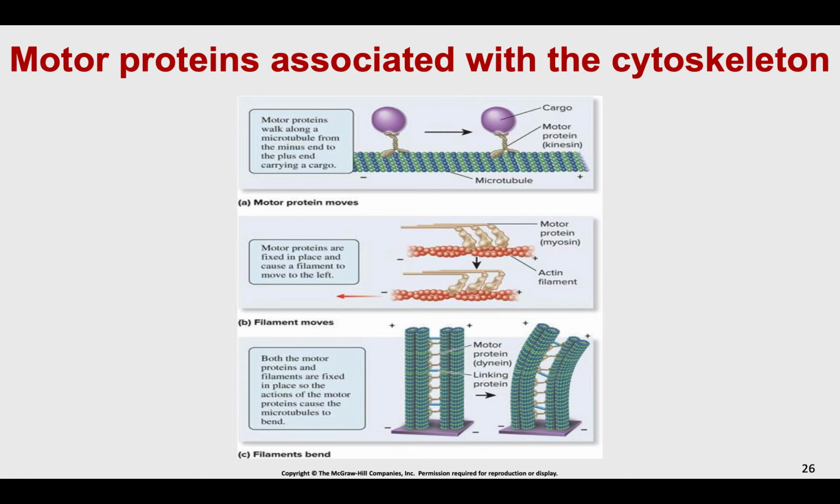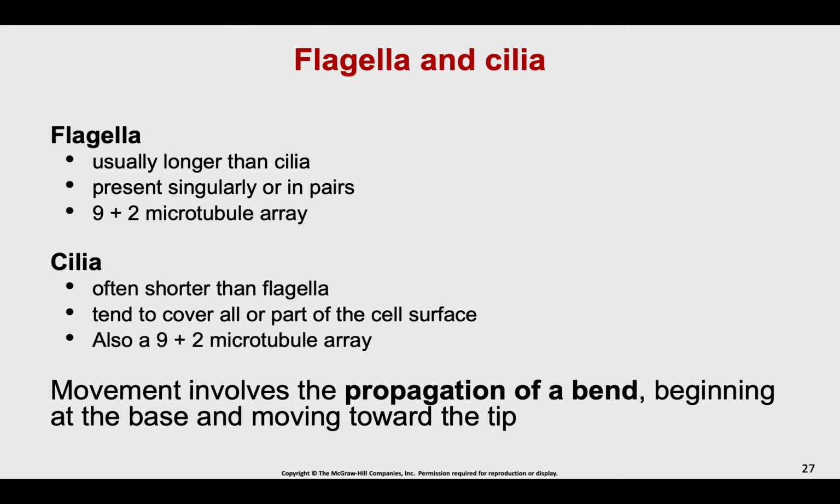Now we also have a third type of movement. This is where both the motor proteins and most of the microtubules are stationary. They don't move at all. But part of the motor protein, specifically dynein, starts to move along another microtubule. Because they're both stationary, but part of it is moving, it causes a bend to occur in the microtubule. This is very common in flagella and cilia.